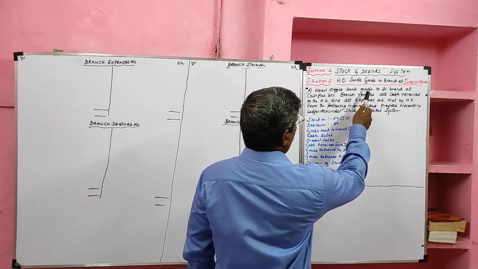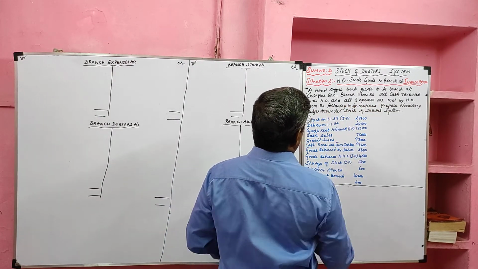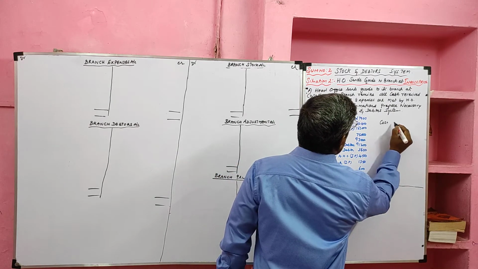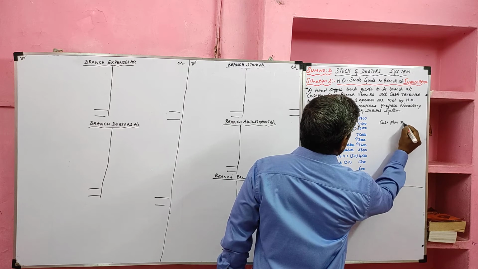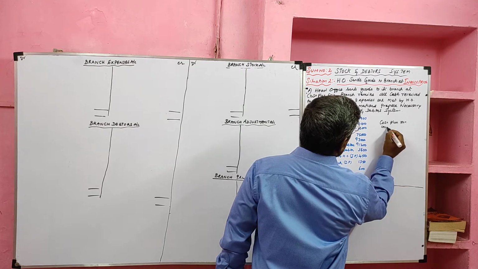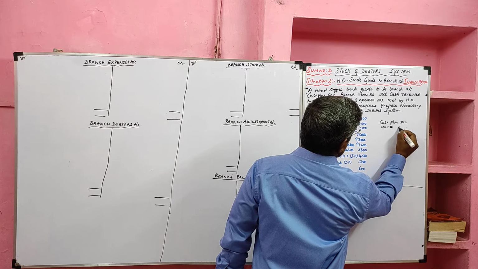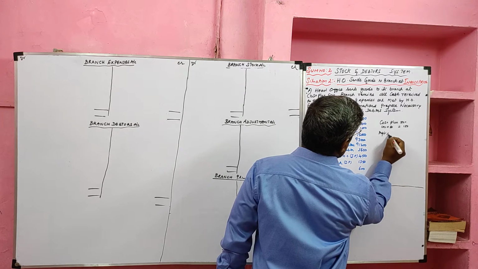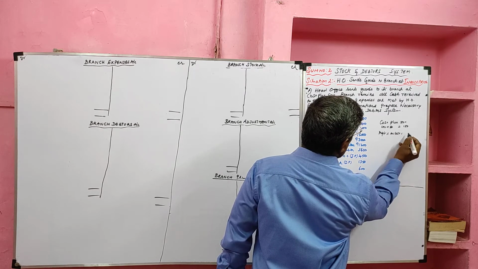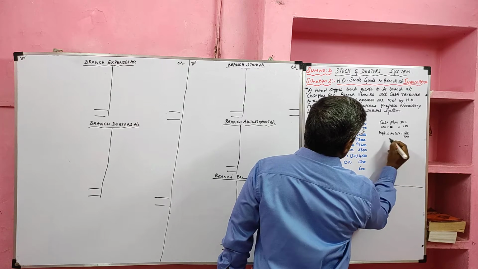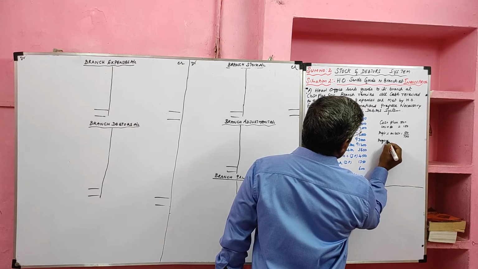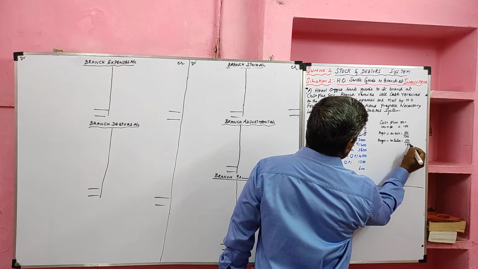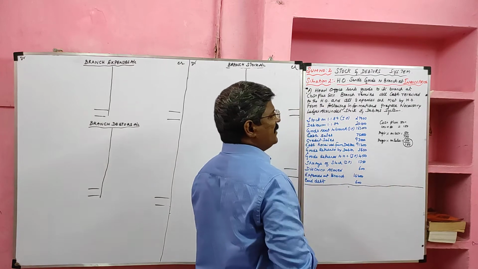Head office sends goods to its branch at cost plus 50%. So profit is cost plus 50%. Cost is always 100, plus 50, so the selling price is 150. So profit percentage on cost is 50 by 100. Profit percentage on sales is 50 by 150. We'll take 50 by 150 for taking the stock reserve.